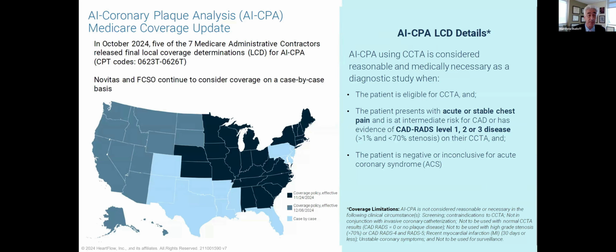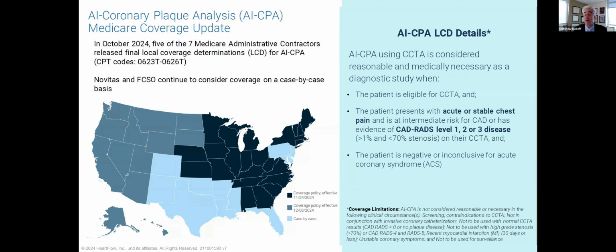One last thing as we finish up, this is the AI plaque analysis Medicare coverage update, and we are now fortunate. You can see the different providers for coverage, and most of the country now for Medicare, based on these local coverage determinations, are covered for AI plaque, considered reasonable and medically necessary when the patient is eligible for a CTA and the patient presents with either acute or stable chest pain and is at intermediate risk for coronary disease or has evidence of CAD-RADS 1, 2, or 3 disease.